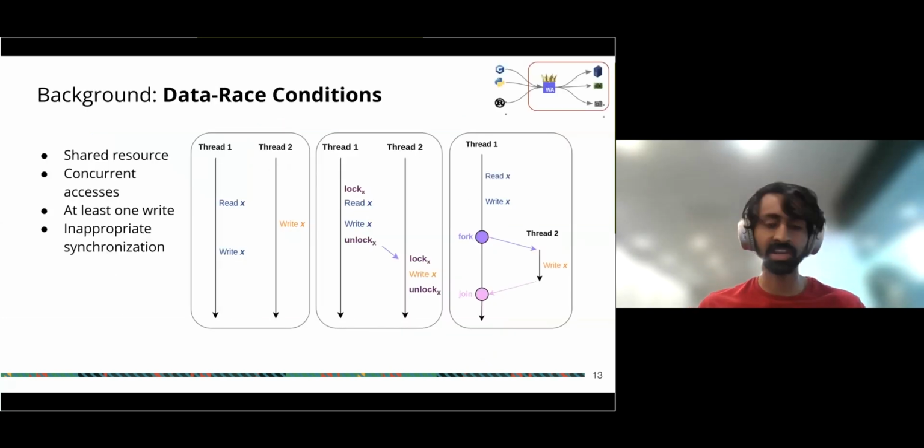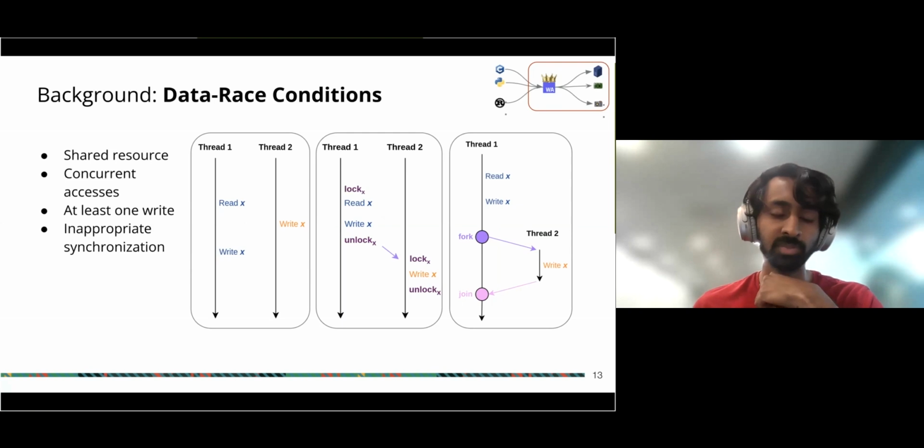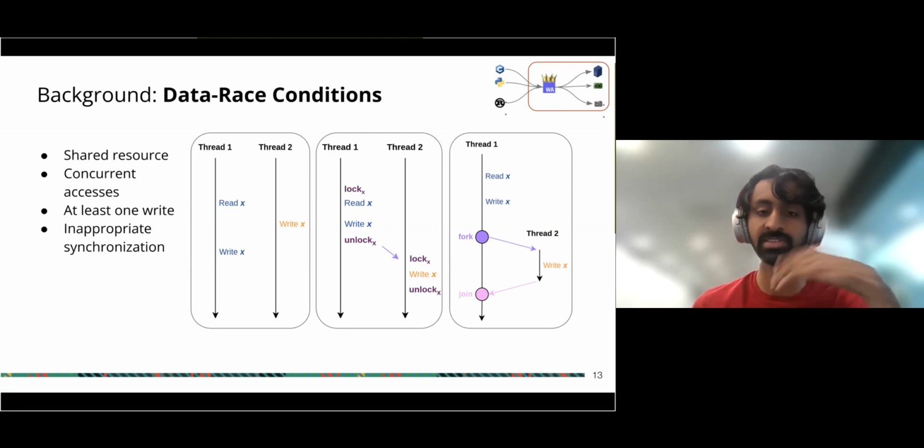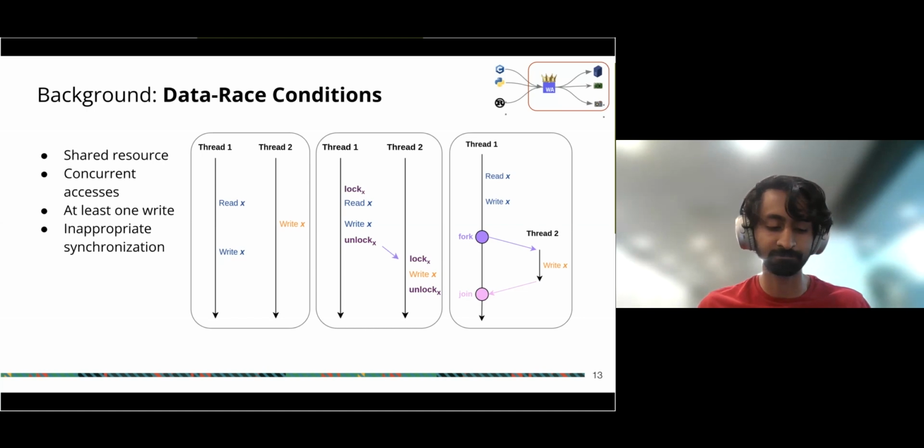So that everyone is on the same page, to give people a background on data race detection, what I mean here is essentially two threads communicating over locks or some sort of shared memory. And you have a data race when you have some sort of shared resource, in this case memory, where you have concurrent accesses with at least one write that isn't appropriately synchronized.